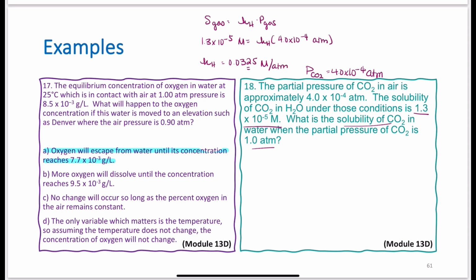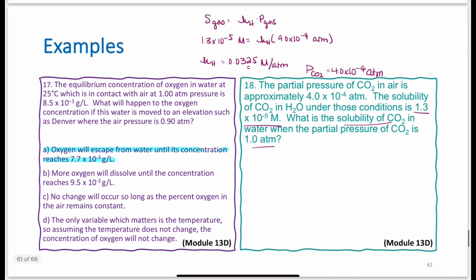Now I'm going to plug those in under the new set of conditions. My solubility of my gas, 0.0325 molar per atmosphere times 1.0 atmospheres gives me 0.033 molar.